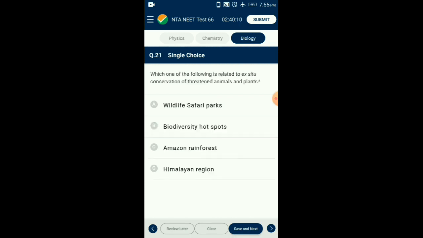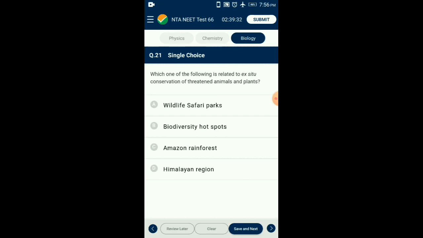Question number 21. Which one of the following is related to ex situ conservation of threatened animals and plants? Ex situ conservation is an off-site strategy for conservation of animals and plants in zoological parks and botanical gardens respectively. Wildlife safari parks are used for the ex situ conservation of threatened animals and plants.